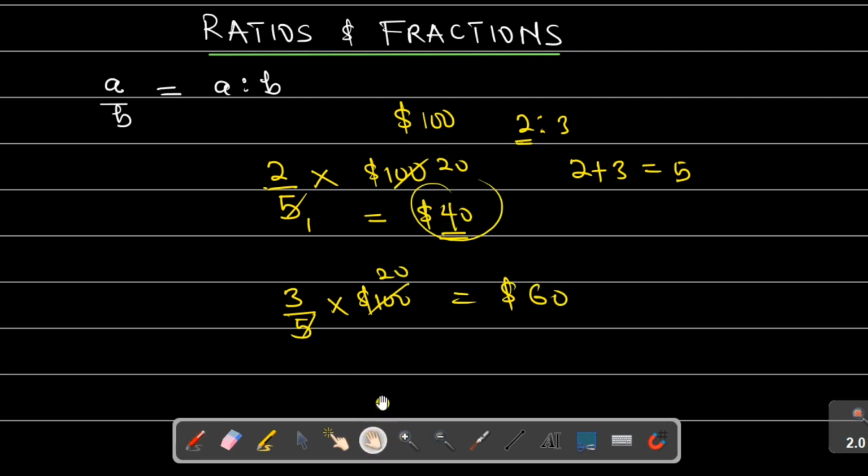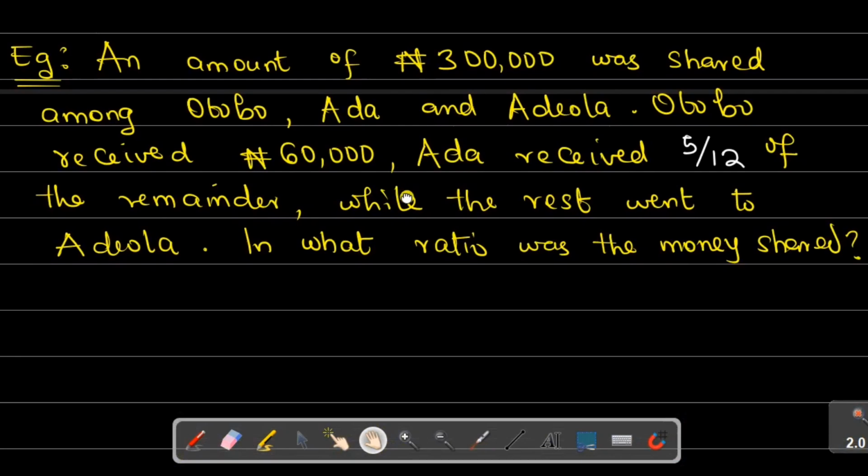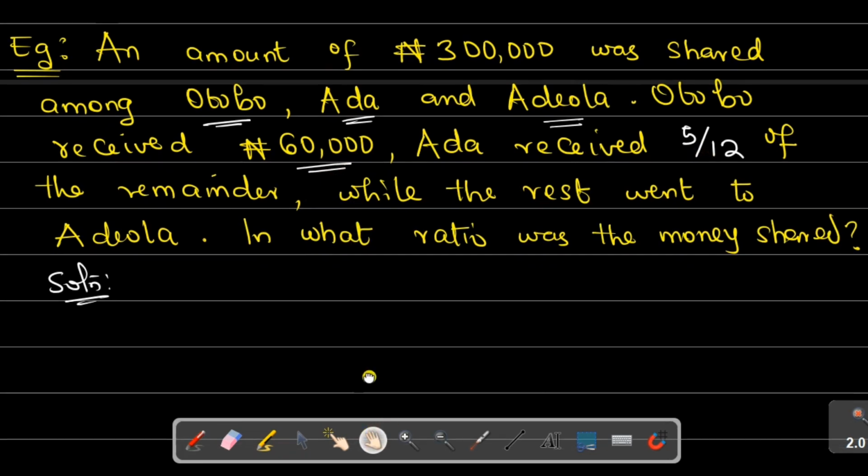Now, of course, you can have some nice questions that involve ratios and fractions, like what we have here. Let's quickly look at this example. It says that an amount of 300,000 naira was shared amongst 3 persons, Otobo, Ada, and Adiola. The first person received the amount of 60,000 naira, and Ada received 5/12 of the remainder. So let's begin to interpret.